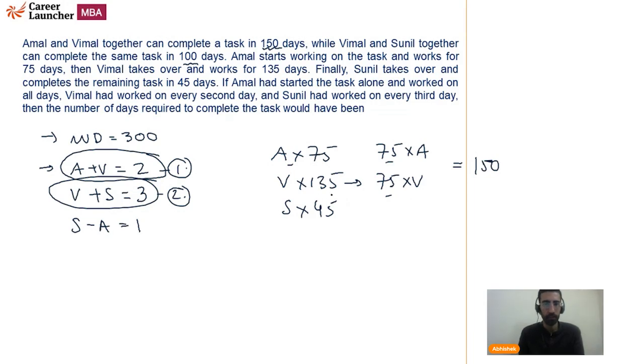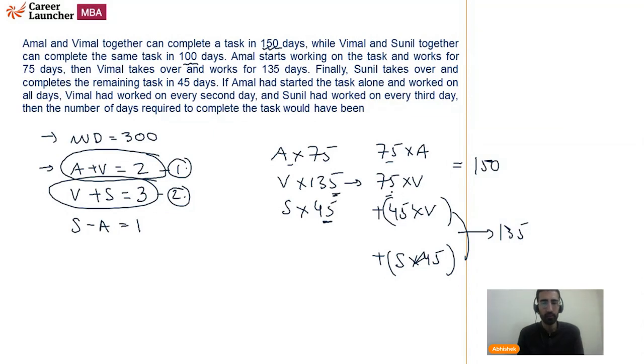Next, I want to combine V and S also. Now S works for 45 days, so I'll break this 135 into 45 more, 45 into V, and then combine it with 45 into S. So this gives me 3, which is 135.